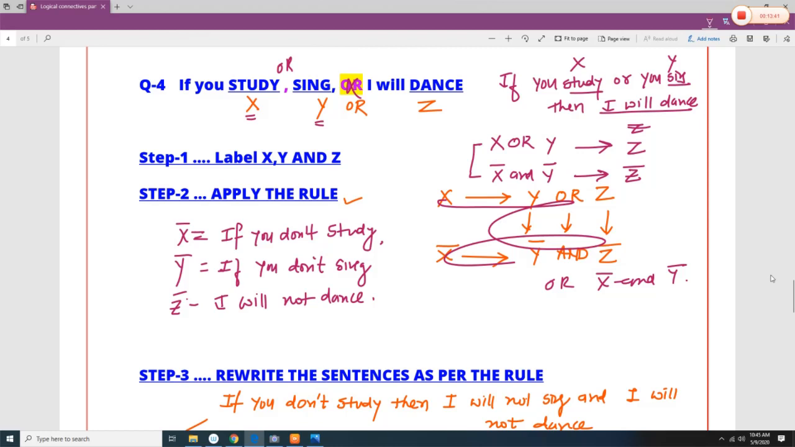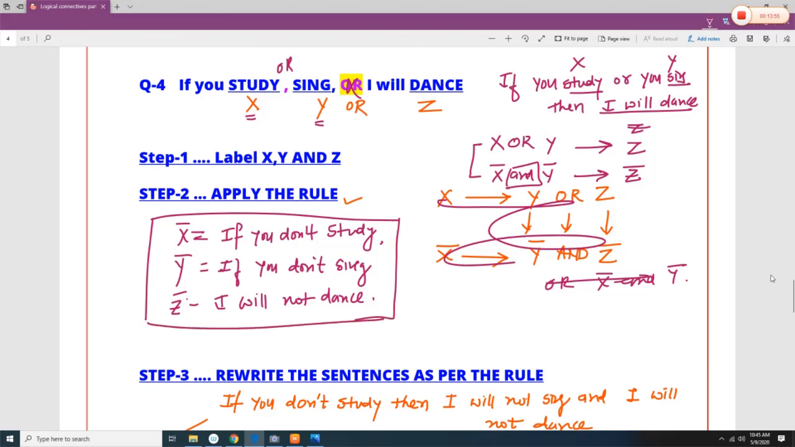So when you write all these sentences together, that is our conclusion: X bar and Y bar. This is the only one conclusion here, because it is connected with AND. If it is connected with OR, then we have to find out another 2 conclusions.